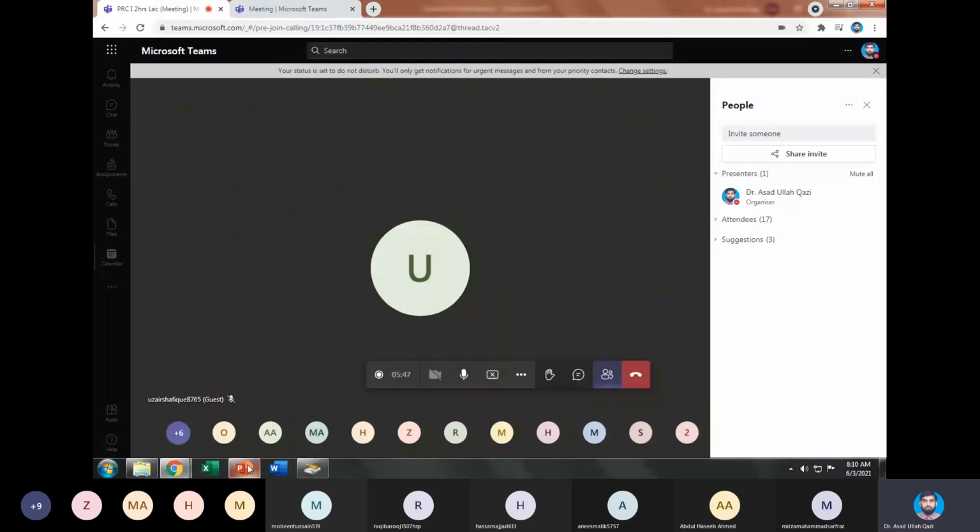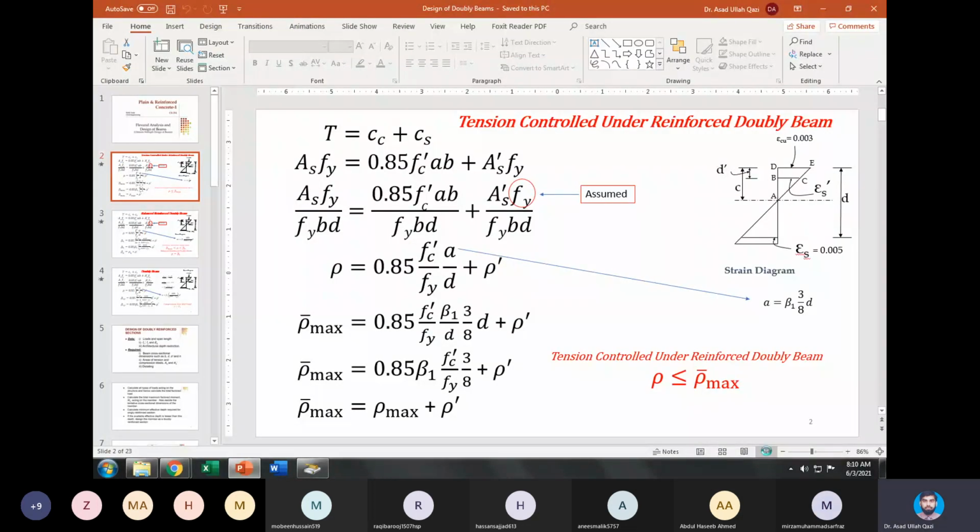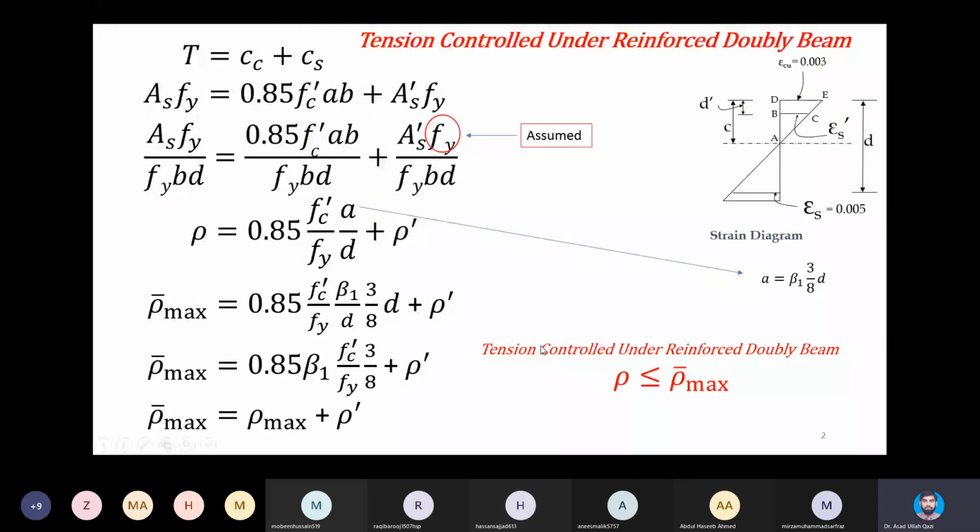So you are well familiar with the rho equations for tension controlled under reinforced beams, which are singly beams. You are also well familiar with rho balanced of singly reinforced beam, rho max of singly reinforced beam, and as well as you know about the domains: when rho will be less than rho max or equal to rho max, you will be in the tension controlled under reinforced domain, and when it will be between rho max and rho balanced, it will be the transition domain.